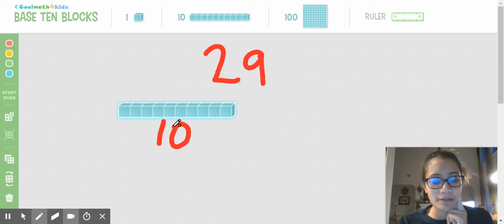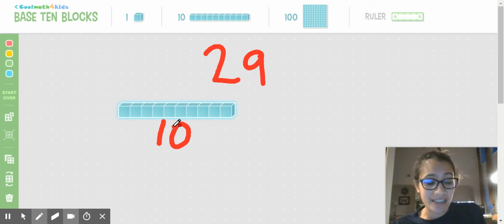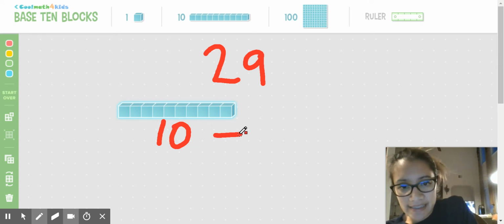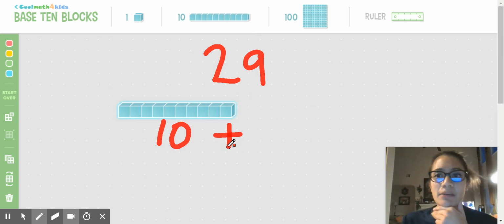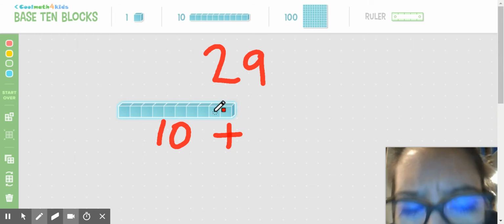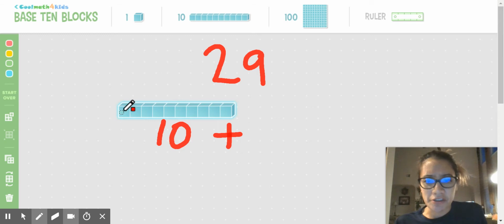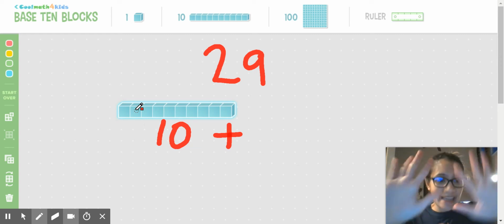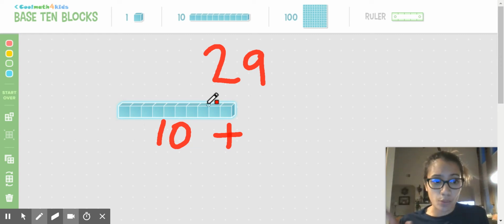You have to think about, in your brain, in your way, what is the easiest way to get to 29? For some of us, you might have to put a lot of ones. So I'm going to put a plus sign, and we need to think about something. How many ones would it take to make a rod? Well, if you look really carefully at your rod and you count the individual cubes, you will see that it takes 10 of these cubes to make one rod.